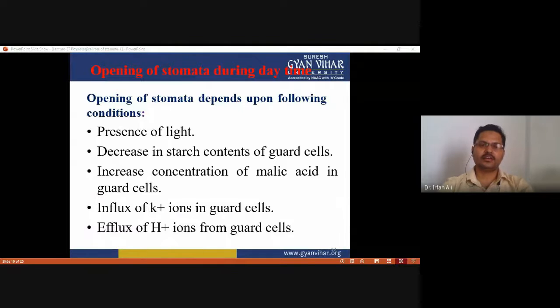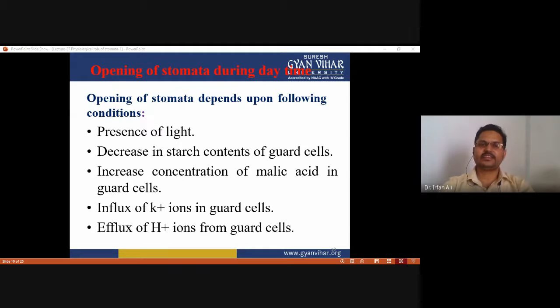So there are certain conditions which favor the opening of stomata. What are these conditions? First is presence of light. In the presence of light, stomata open, and there is a decrease in starch content of the guard cell. When the starch content of the guard cell decreases, this shows the translocation of starch toward other parts of the plant. At this time the starch content of the guard cell decreases, and this favors the opening of stomata.